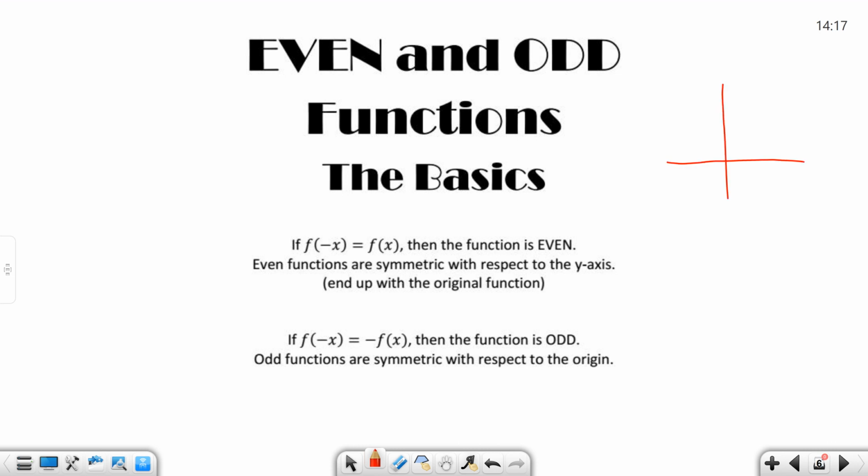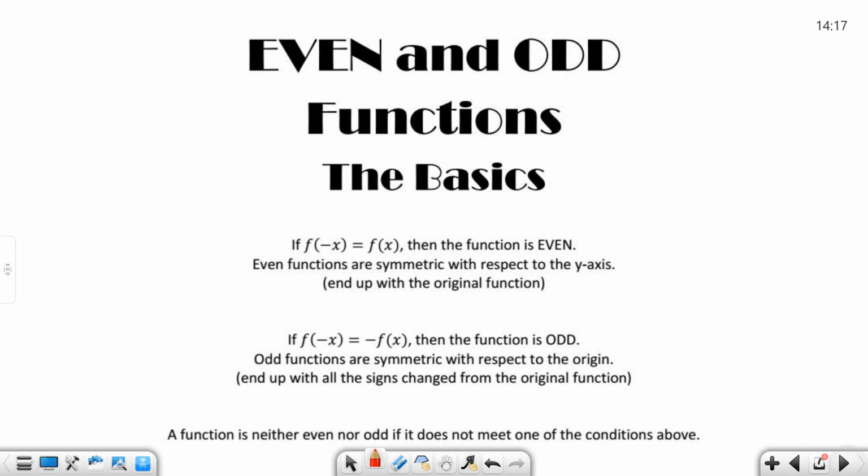What that means is if you have a point over here, you go this far and then go this far on the other side of the origin, and you're back on the graph. You go here, and then here, you're back on the graph. So it's just symmetric with respect to the origin. You end up with all the signs changed from the original function. So with one of them, you end up with the original function. The other one, all the signs are changed.